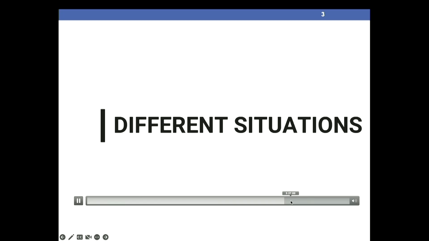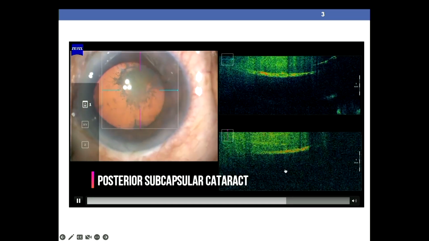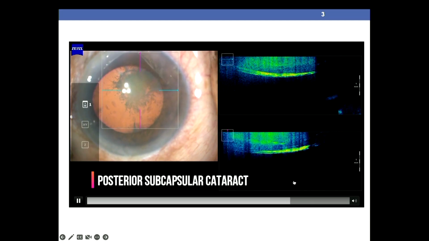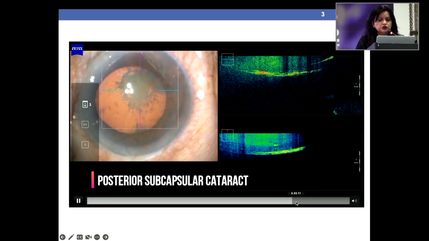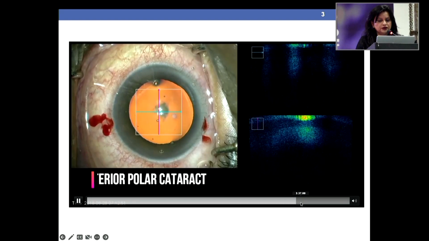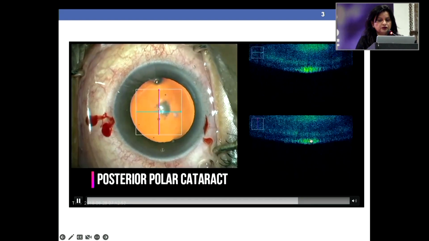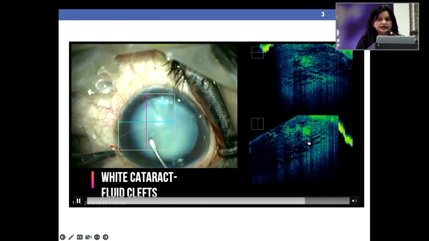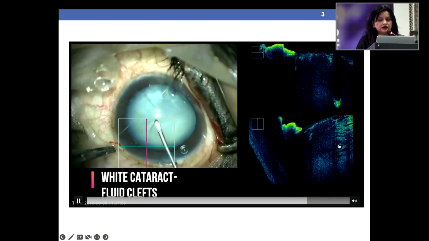Now there are different situations such as this, a posterior subcapsular cataract, and the PC is quite intact, so there is no confusion here at all. But when you have a posterior polar cataract, again you can make out whether the PC is intact or not, or whether it is communicating with the vitreous.